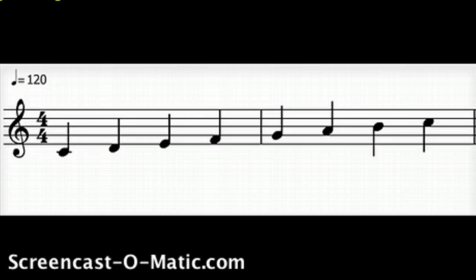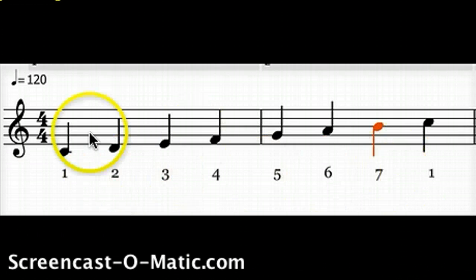Let's get started. Here's a C major scale. Now we can assign numbers to each of the notes. So let's say this is 1, 2, 3, 4, 5, 6, 7, and then actually 1 again. And these numbers are called scale degrees, and they correspond to each note in the scale.